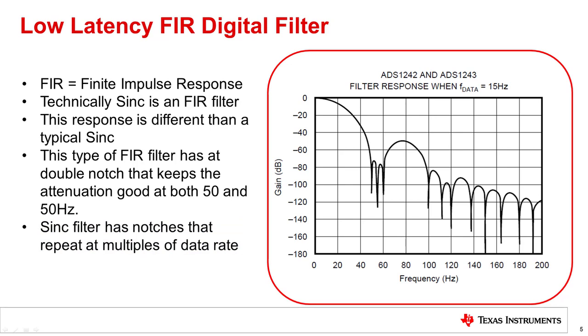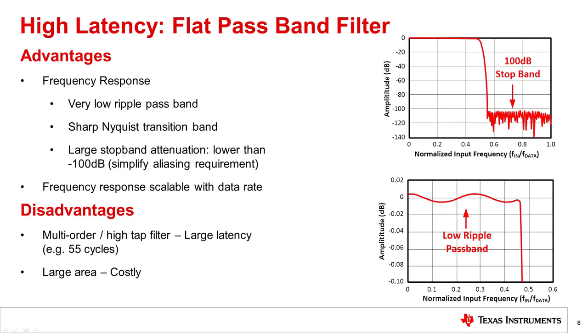Now that we have covered the low latency filters, let's take a look at the high latency filters. Here you can see an example of a typical high latency filter, often referred to as a flat passband filter. Unlike the sync filter, the flat passband filter is much more like an ideal brick wall filter. It provides nearly a flat passband response, followed by a rapid transition to a high attenuation stopband. This type of filter is used in the wide bandwidth category of delta sigma converters. Typical conversion rates can be as fast as tens of megahertz. For example, the ADS1610 has a 10 megasample per second output data rate.